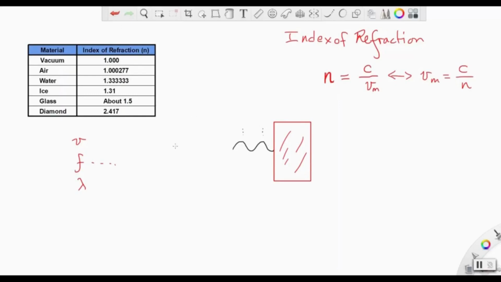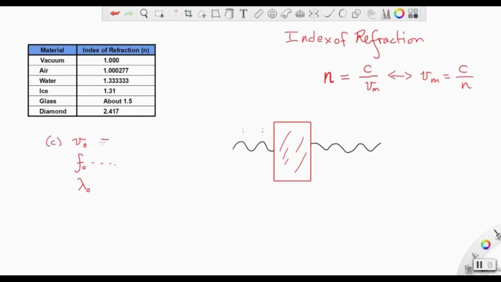If you have 100 wavelengths going into the material in a certain amount of time, those wavelengths have to be going out of the material in that same amount of time. That means the frequency inside the material has to be the same as the frequency outside the material. So I'm going to label this outside the material, and we're going to look at what those are inside the material in comparison. Now, the velocity outside the material is, of course, just c.